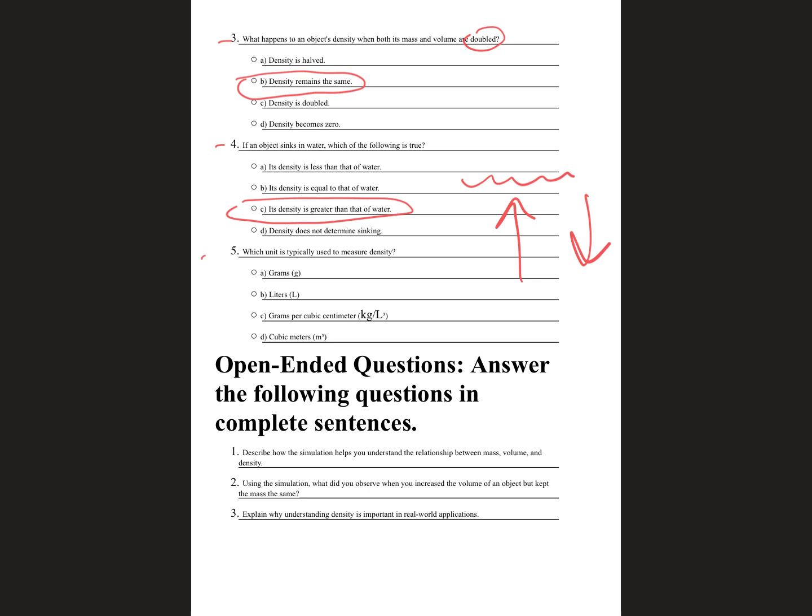Number five, which unit is typically used to measure density? And we're looking at this one right here. Sometimes, and you guys know this, we'll use grams over cm to the power of 3. But most importantly, recognize that density has two units when we are measuring density. There's got to be a mass and there's got to be a volume, so we need two units.